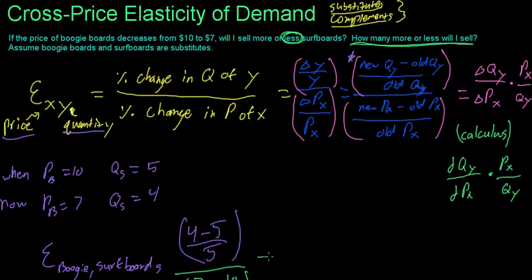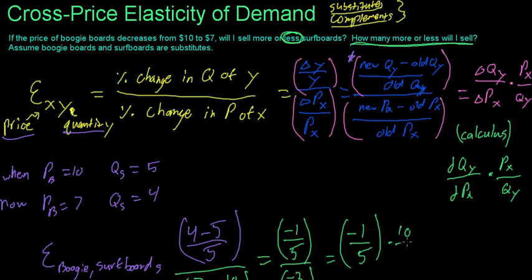So working through this, 4 minus 5 is negative 1 over 5. So we have negative 1 over 5 divided by 7 minus 10, that's negative 3 over 10. And rather than do that out, I'm just going to multiply by the reciprocal, which is negative 1/5 times 10 over negative 3. And finally, we can cancel the 10 and the 5 and make this a 2. And so we are going to have negative 2 over negative 3, which will just be 2/3.